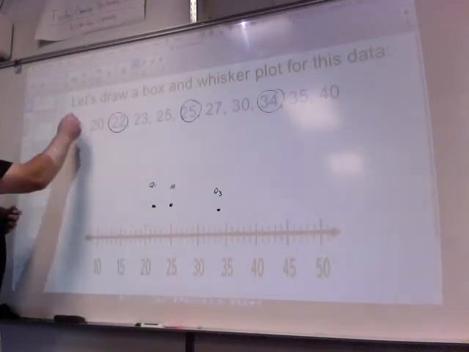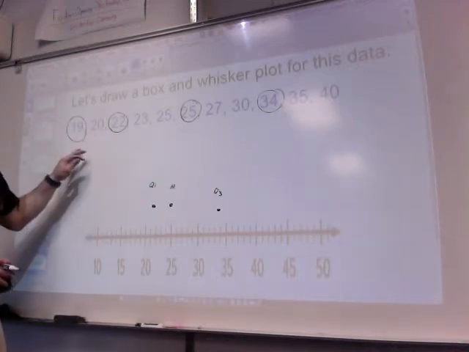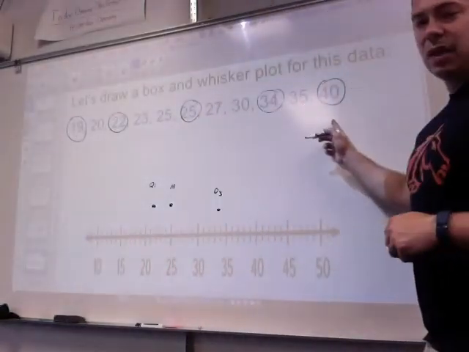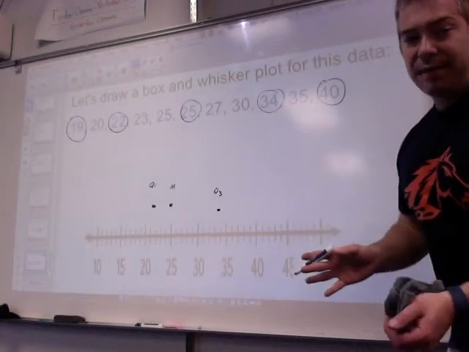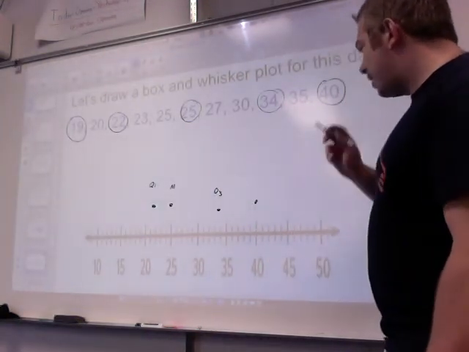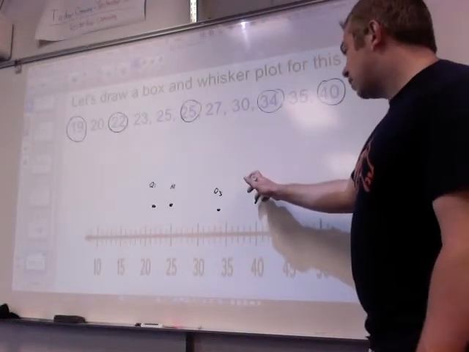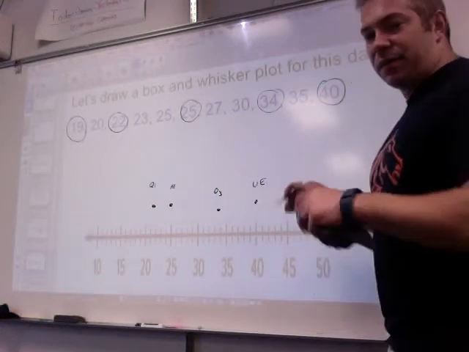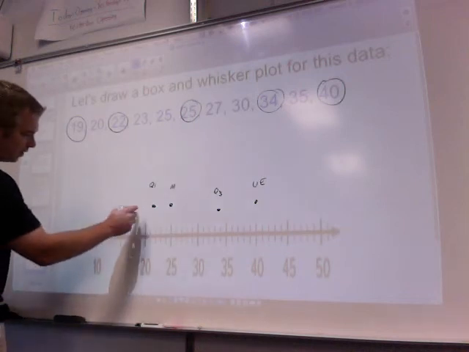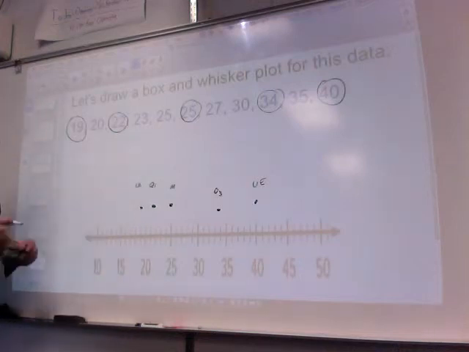that. 19 will be my lower extreme because it's my lowest number. That is not an outlier because I have no outliers. And 40 is my upper extreme because that's my highest number. That is not an outlier, and I don't have outliers. So 40 would be right here, and that is my upper extreme. I can make a note, maybe a UE for myself. I can erase all that later. And my lower extreme is 19, which is right here. All right, my lower extreme. So I just made some notes to myself.